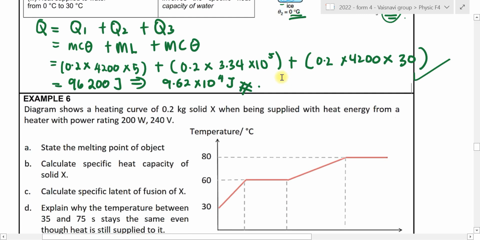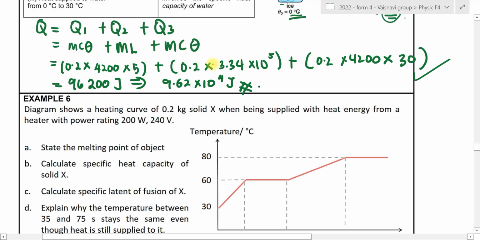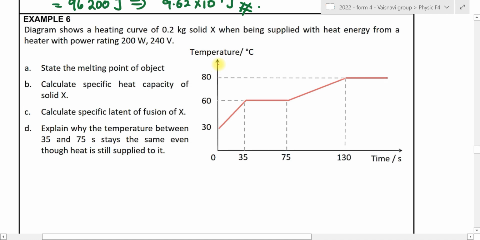Okay, exercise 6. Okay, come. Now, normally they will give you this kind of question lah. Graph question. Diagram show the heating curve of 0.2 kg solid X when being supplied with heat energy from heater with power rating 200 watt, 240 watt.